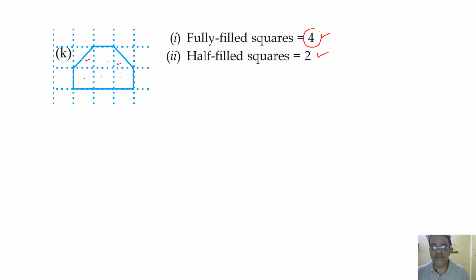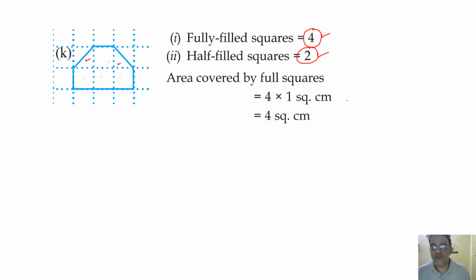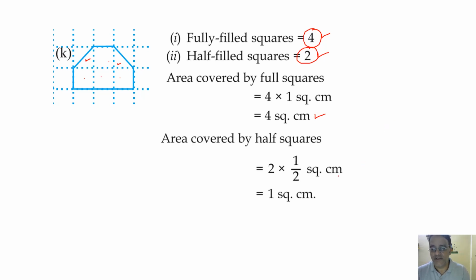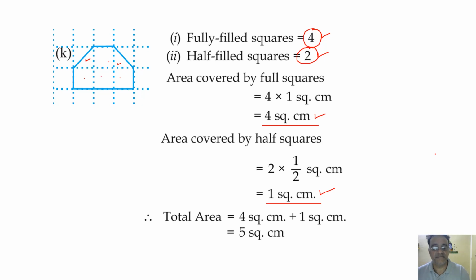तो 4 fully filled का कितना हो जाएगा? 4 square unit, 4 square centimeter, 4 into 1, right? And half filled 2 का हो जाएगा area 2 into 1 by 2. So 2 half will become 1, okay? So 4 square centimeter 4 fully filled का हो जाएगा and half filled squares 1 square centimeter. So the total area will be 4 plus 1, that is 5 square centimeter, right?